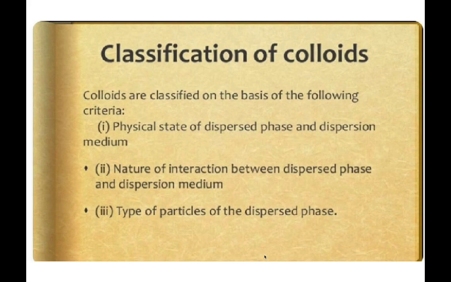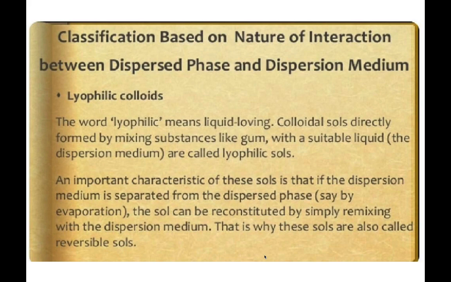And we can classify colloids on the basis of mainly three things. Firstly, the physical state of the dispersed phase and dispersion medium. Second, the nature of the interaction between the phase and the medium. Finally, the types of particles of the dispersed phase. So firstly, we look at the classification based on the nature of interaction between dispersed phase and dispersion medium.